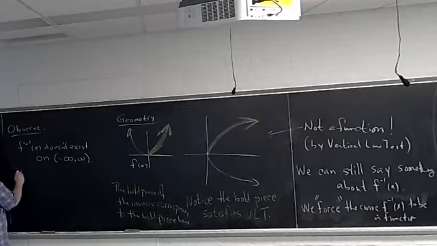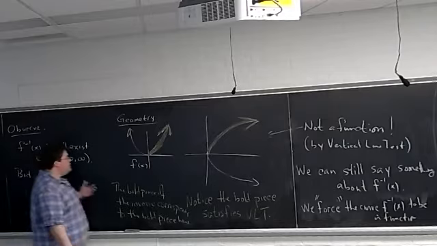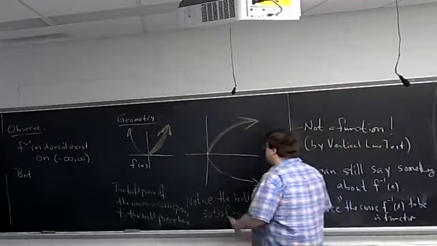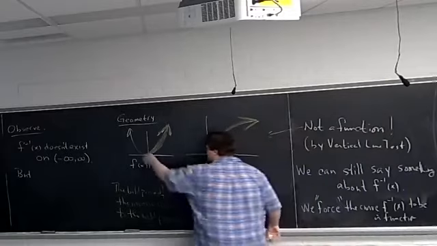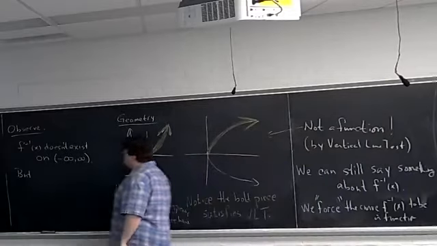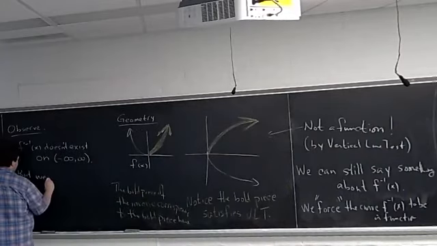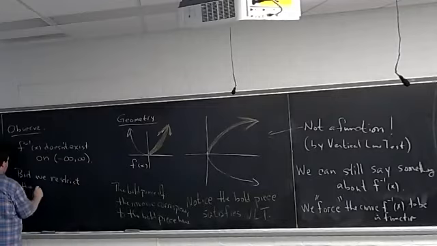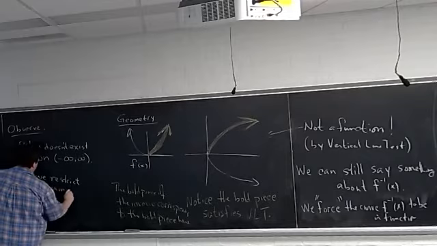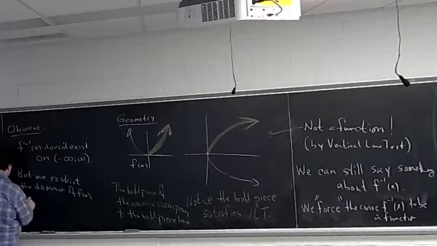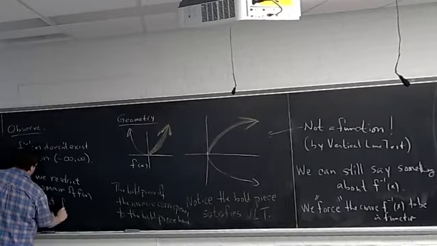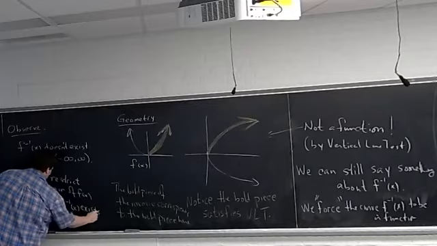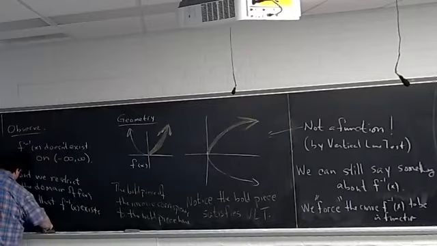But we can take a piece of the domain on which F inverse will exist. And again, you could have chosen this bottom piece, and that would correspond to that left piece. But either way, we can restrict the domain of F of X so that F inverse of X exists on that restricted domain. Well, I'll say using that restricted domain.